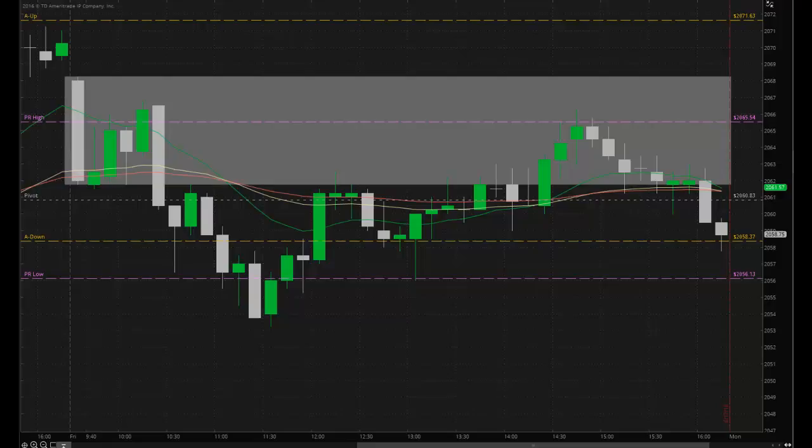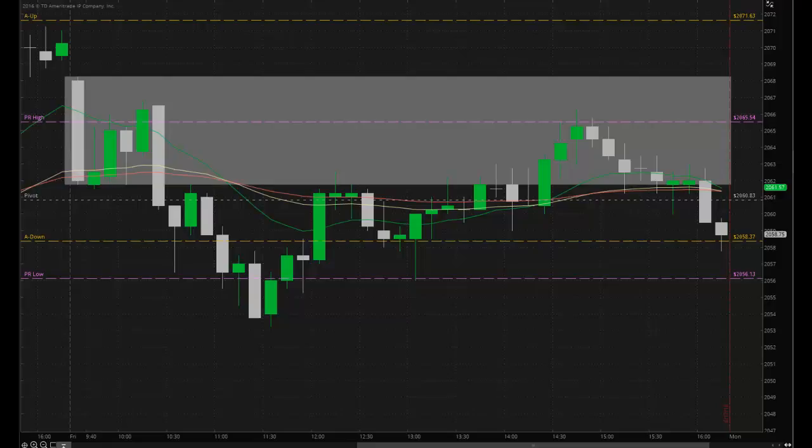However, the best A downs through pivot or A ups through pivot happen when that A point is just beyond the pivot range, high or low. In today's trading, you would have wanted to see that A point somewhere down around the 2056 or 2055 area to really give you a good A down through the pivot.